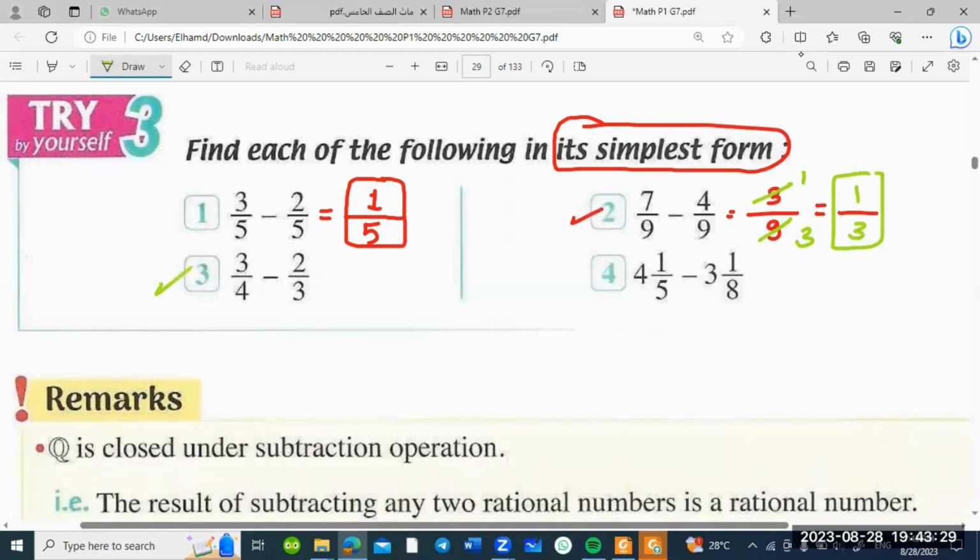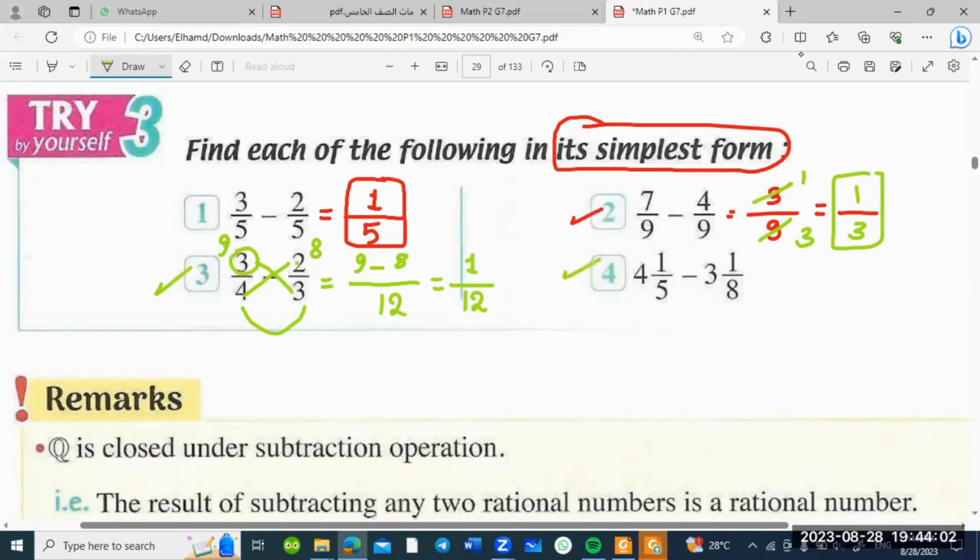Yes, you're right. Question number 3: 3 over 4 minus 2 over 3. Can I make cross multiplication? Yes. First 3 by 3 equals 9, sorry, not 6. 9 minus 8. Start with this first. And then 4 multiplied by 3 equals 12. Now 9 minus 8 equals 1 over 12.